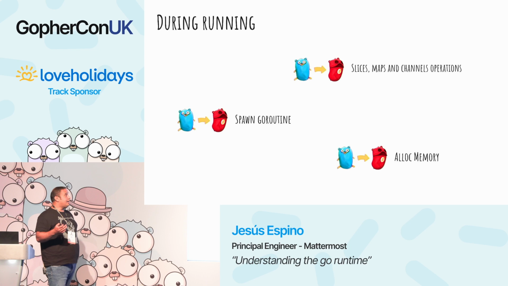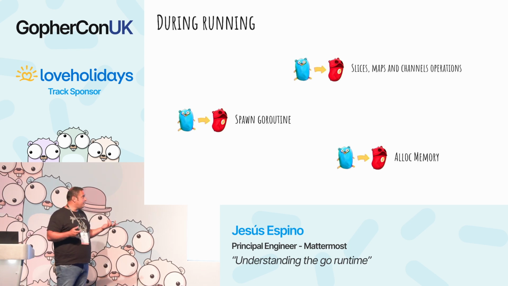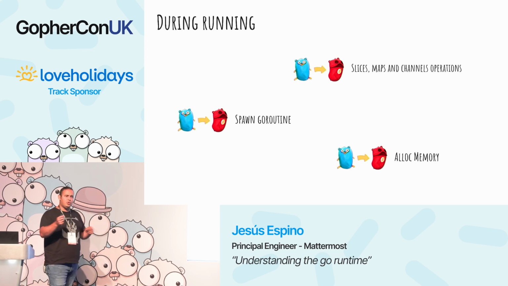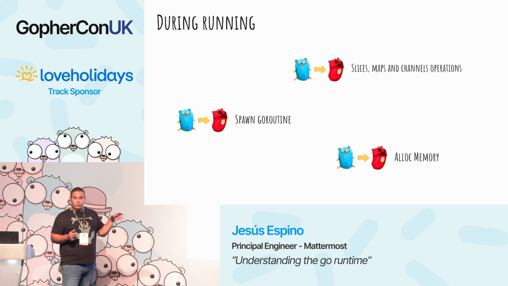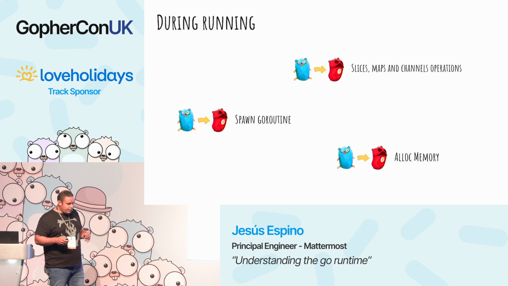Also, as I said before, the compiler takes advantage of the runtime being there. So a lot of what happens whenever you are executing your code is that your code is calling functions that are in the runtime. For example, whenever you are managing slices, maps, channels, all that stuff, whenever you are operating with those structures, basically what you are doing is calling the runtime code. Or whenever you spawn a goroutine, you are calling the runtime code. Or whenever you need to allocate more memory, it's calling the runtime code.